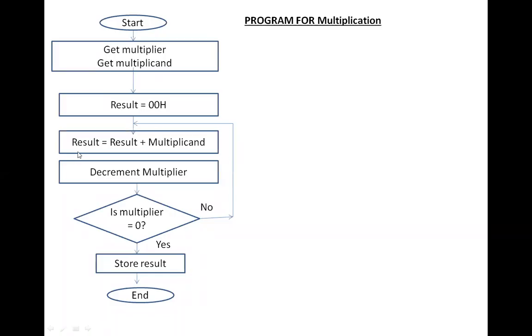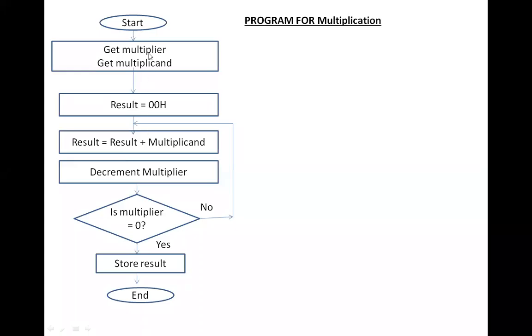So first of all, we initialize the result with the multiplicand value, and then we decrement the multiplier. Since 6 has to be added 4 times: one time it is added, it is 6; 2 times, 6 plus 6; 3 times, 6 plus 6 plus 6; 4 times, 6 plus 6 plus 6 plus 6. So initially we initialize the result with the multiplicand, and once we have added the multiplicand one time, we decrement the multiplier.